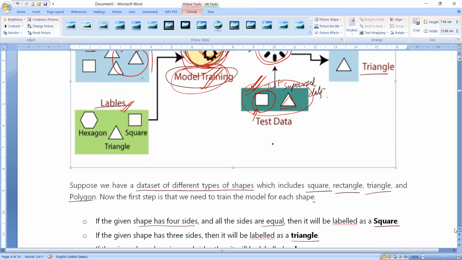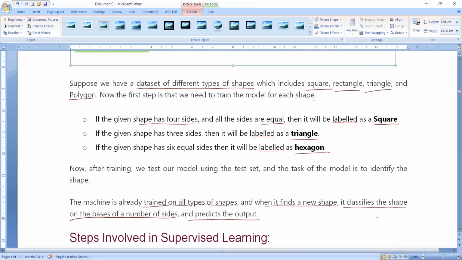See here, suppose the explanation is given here. Suppose we have a data set of shapes which include square, triangle, rectangle, hexagon, polygon, etc. Now, the first step is that we need to train the model for each shape. If a shape has four sides and all sides are equal, then it is called a square. Like this, it is represented in knowledge representation. And if the given shape has three sides, then it will be labeled as a triangle.